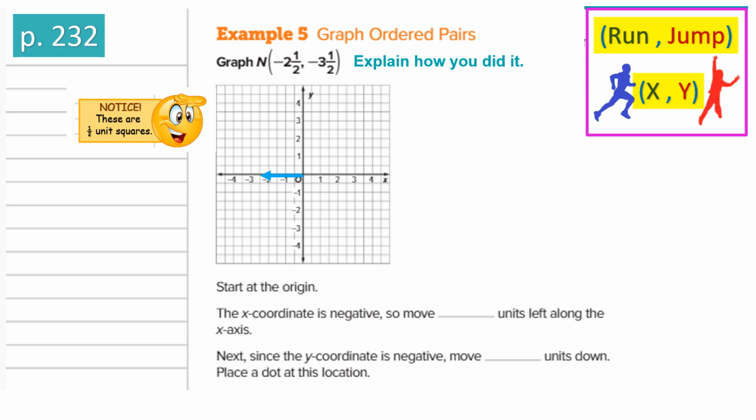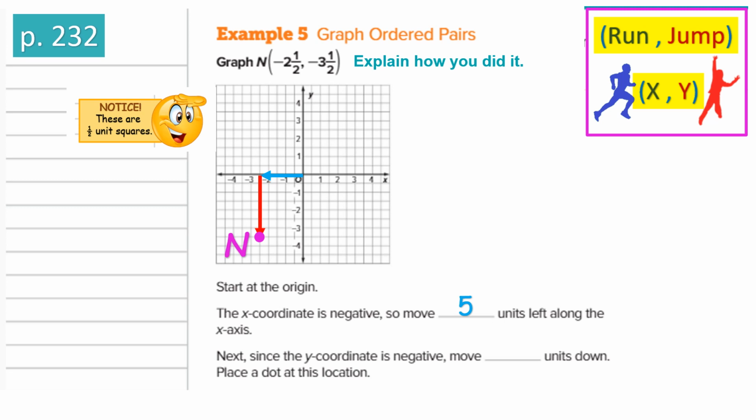The next one is negative, so I'm going to go down, this time 3 1/2. So I'm going to go between the -3 and the -4. I hadn't put a point yet, but once I get to my second coordinate, then I can put my point, and I label it an N. You will have to explain how to plot points on your assignments and on your upcoming tests. So that's what these type of sentences are for. The x-coordinate is negative, so you're going to move blank units left. So we had to go how many units left?